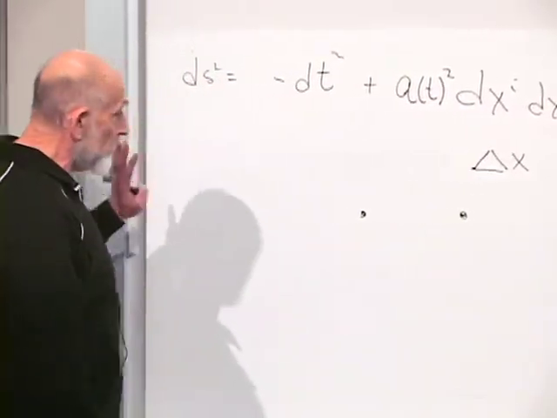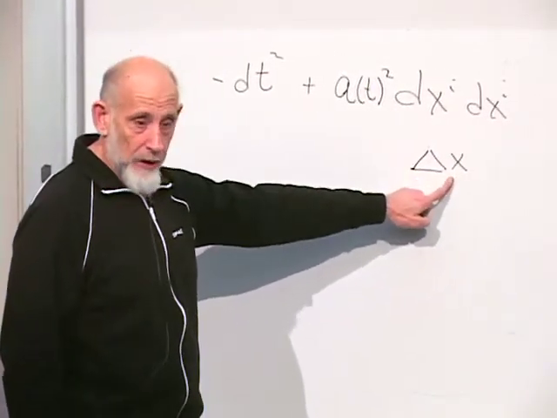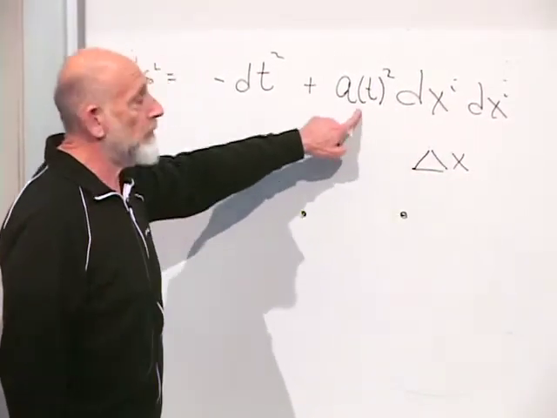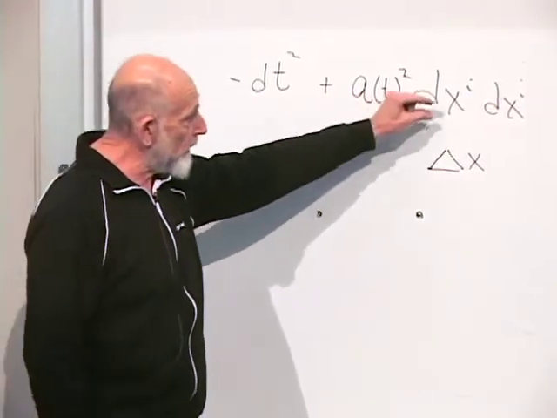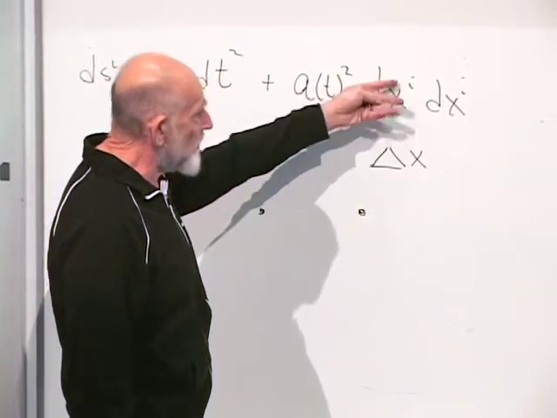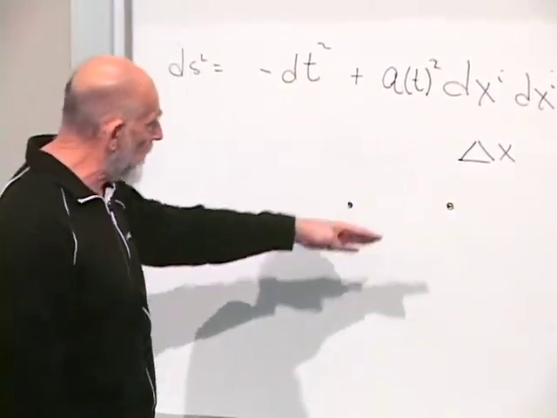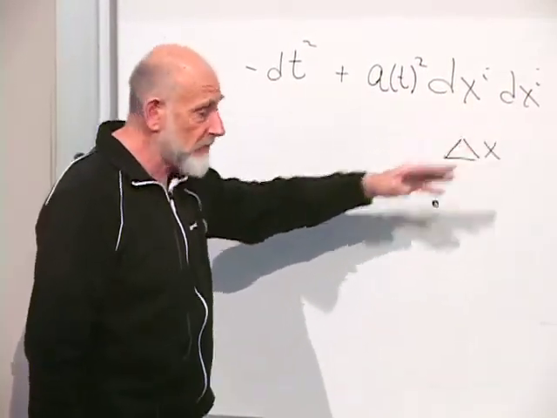Let's take the square of the distance between the 2 points. It's not delta x squared. It's delta x squared times a squared. The distance between neighboring points is a squared times dx squared. If it happens to be a fairly large interval, it'll be delta x, not dx.